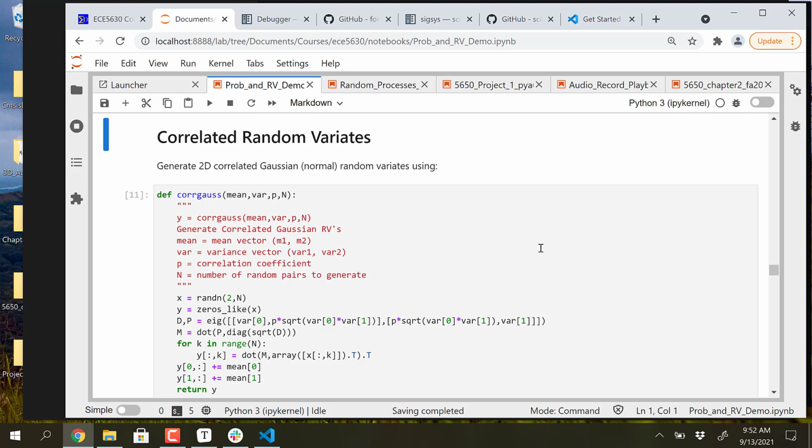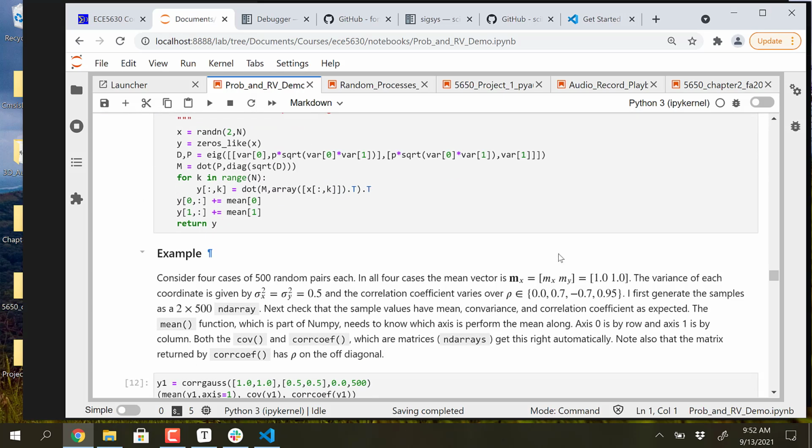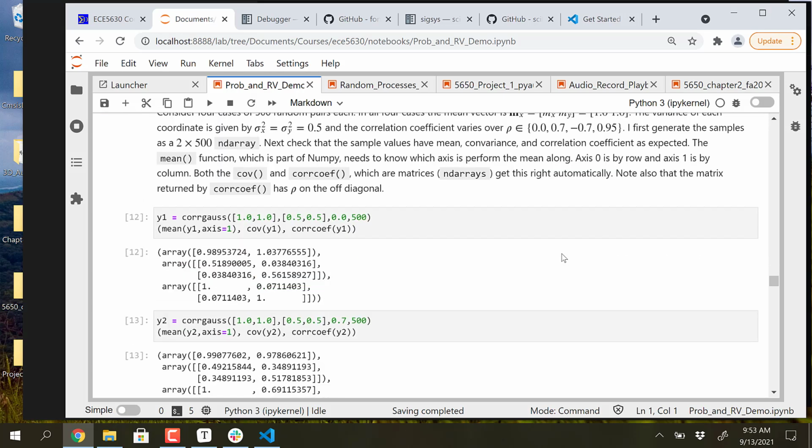So here, this function creates a pair of Gaussian random variates that have a mean contained in the array mean for the x and y parts, and then the array variance contains the x and y variances. Rho is the correlation coefficient, and n is the number of samples. So this just gives out an n by 2 array. Each column in the array is the x and y variates, and they're statistically coupled if rho is not equal to 0.